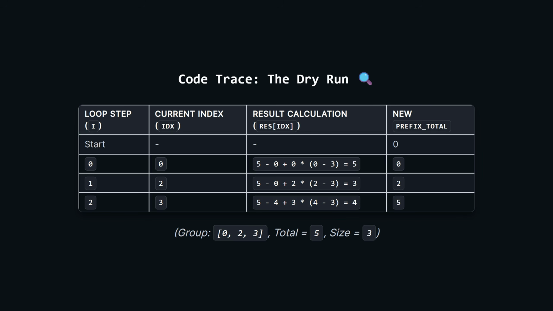In the first step, our formula gives us 5. In the next step, our running total updates, and the formula magically spits out 3. By the final step, it gives us 4. We got the exact right answers without any nested loops.